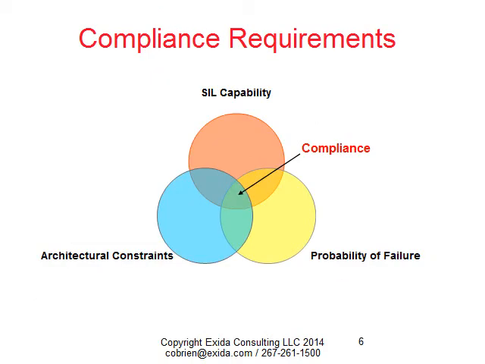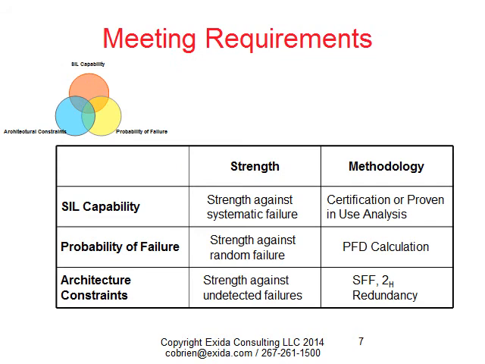So if you identify a SIF and you've designed it, there's three things you need to show compliance. You need to show the SIL capability, you need to address the probability of failure on demand, and you need to address architectural constraints. And only when all three of those things have been met are you in compliance. So we think about what we're trying to do.